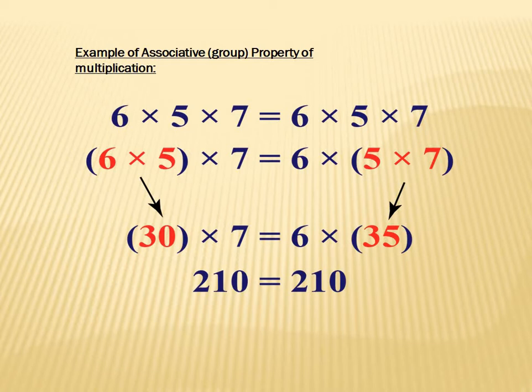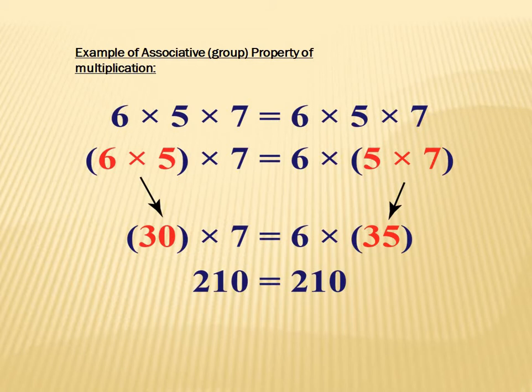On the second example, we have in front of us 6 multiplied by 5 multiplied by 7. So 6 and 5 is grouped here, which will give you 30. The product is 30 multiplied by 7.